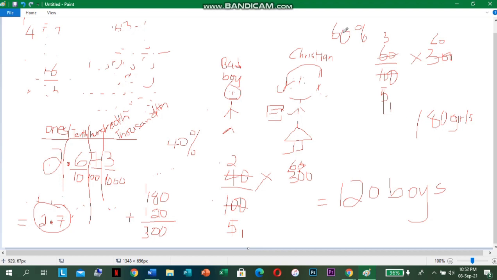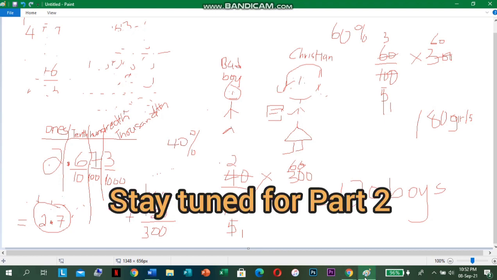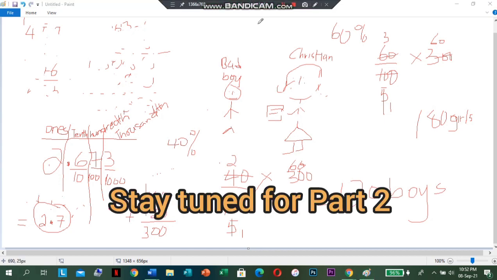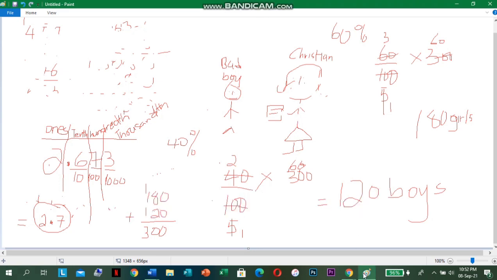All right, so 60% of the class are girls, which is 180 girls, and 40% are boys, which is 120 boys. All right, hope we have learned something there.